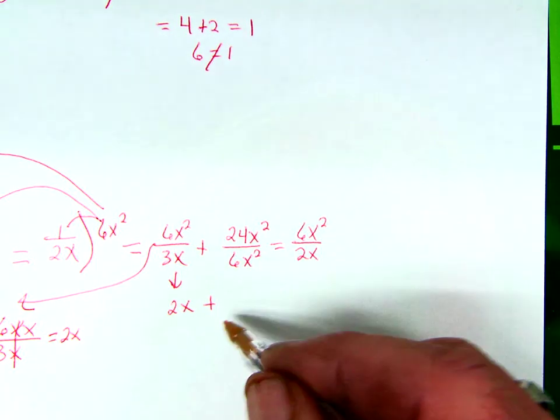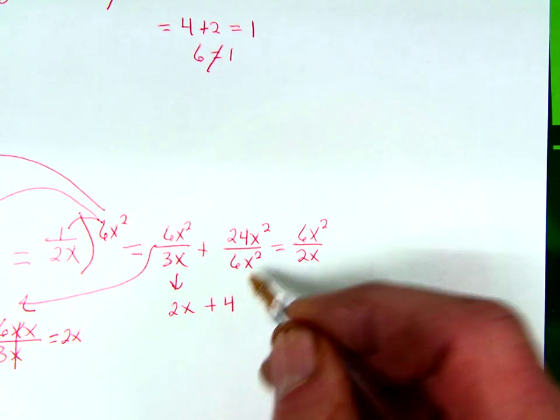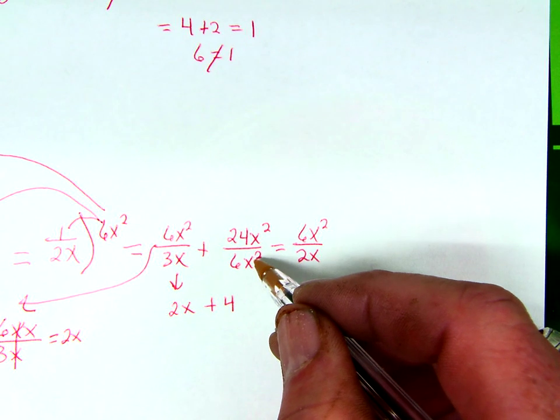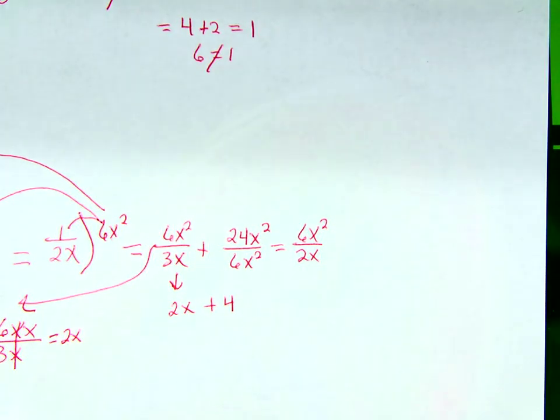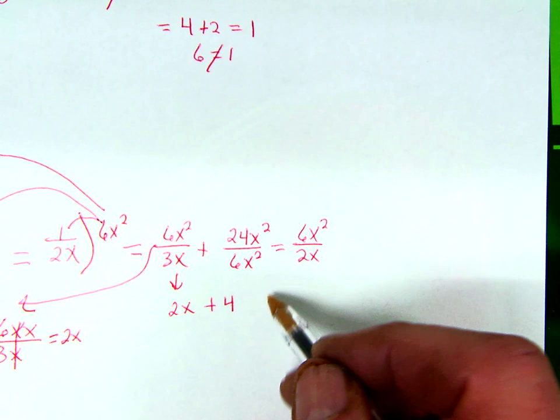24 divided by 6 is 4. X squared divided by x squared is 1. So it's 4 times 1, which is 4.